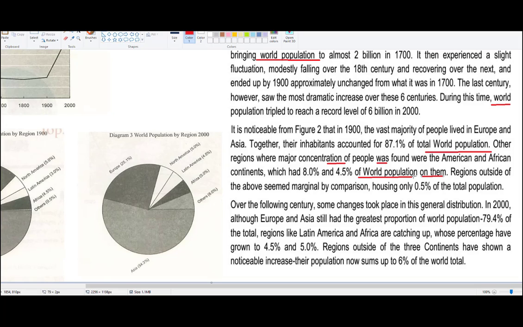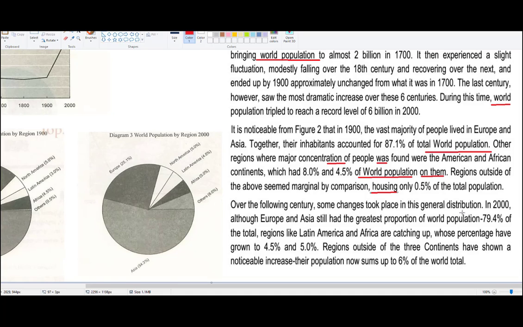And here we have this housing. Regions outside of the above seem marginal by comparison, housing only 0.5% of the total population. Housing is not the right word to be using here. Housing is like when you live in a house. It refers to accommodation. Contains 0.5% of the total population. Sure, contains would be a better word.